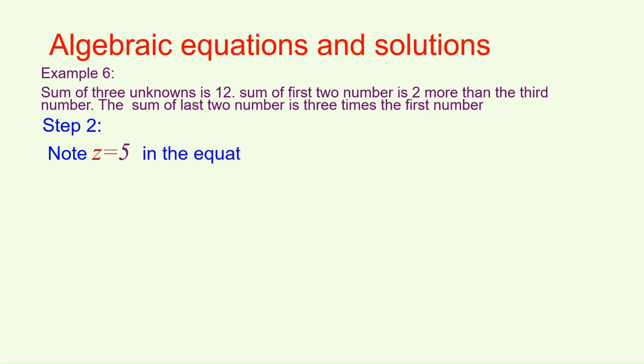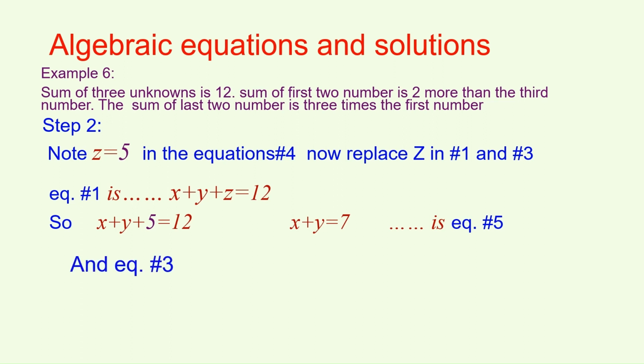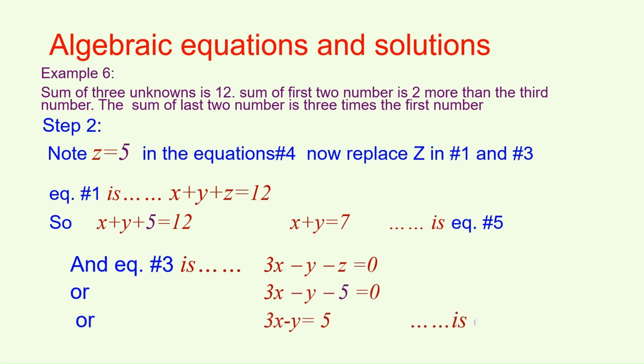Step 2. Note z equals 5 in equation number 4. Now replace z in equation number 1 and equation number 3. Equation number 1 is x plus y plus z equals 12. So x plus y plus 5 equals 12, x plus y equals 7, is equation number 5. And equation number 3 is 3x minus y minus z equals 0, or 3x minus y minus 5 equals 0, or 3x minus y equals 5, is equation number 6.